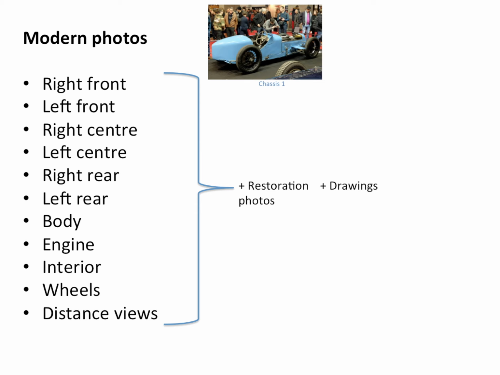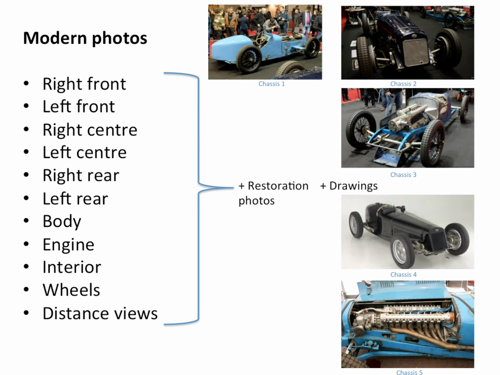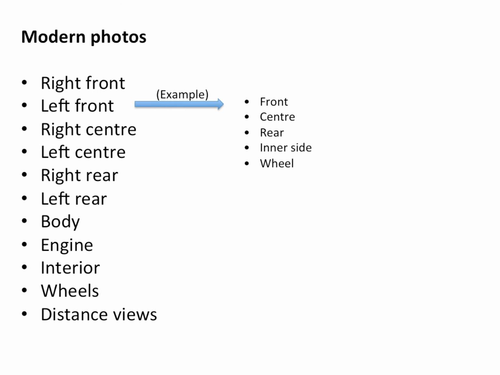As all 6 cars are very different, the photos were ordered per car. Even the photographs of the left front part of the car were very diverse, so now it was time to subdivide them even further into front, center, rear, inner side and wheel views.